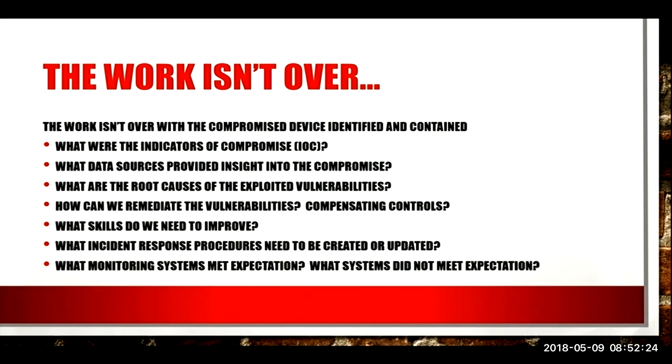So the work isn't over with an IR. When you go through a red team, you want to start asking a lot of similar questions to what I was asking earlier. What were the indicators of compromise? What are the root causes that we can fix? What skills do we need to continue working on and get better at? Remember, this is about skill building. This isn't about finding misconfigurations. This is about skill building your team or yourself.